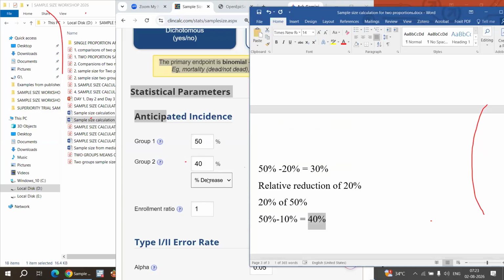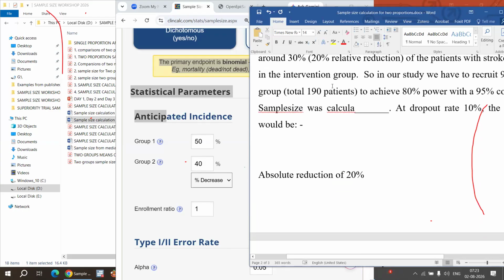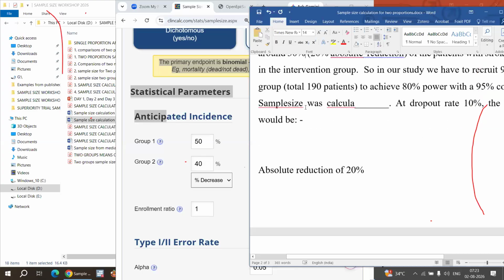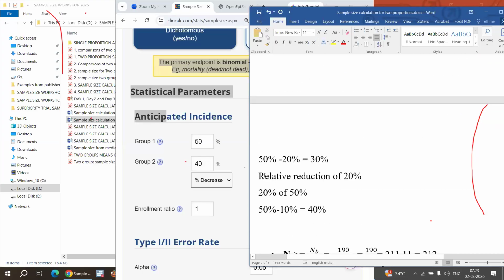Okay. So here what we have to take, because we have taken 20% absolute reduction and we have calculated, so the answer will be 30%. Okay. So how can the answer be 30% here in case of relative? Because here in Clical it is a relative reduction, not a percentage decrease, I mean relative decrease. Okay. So here in relative reduction, how can it be 30%? So 30% we have to make it 20%.